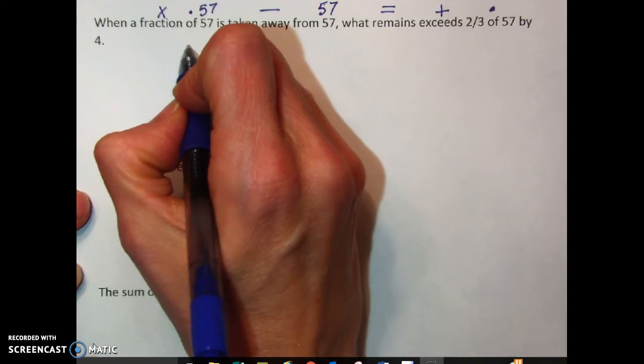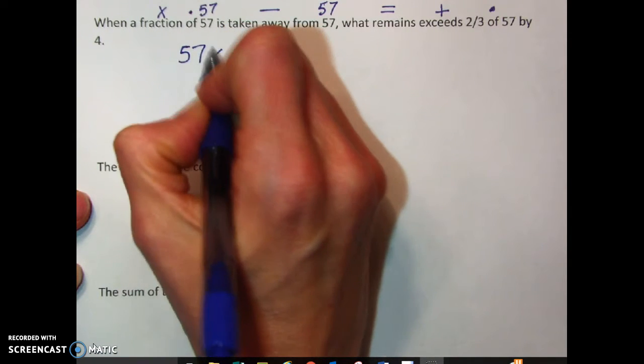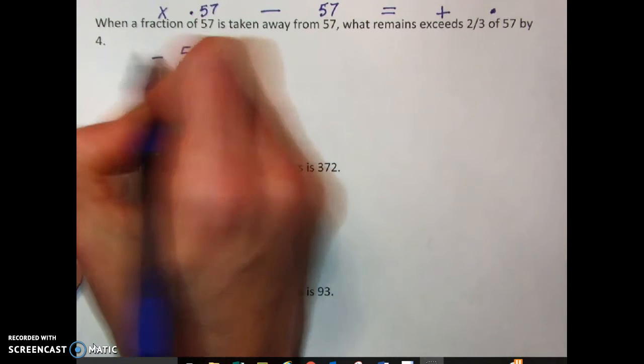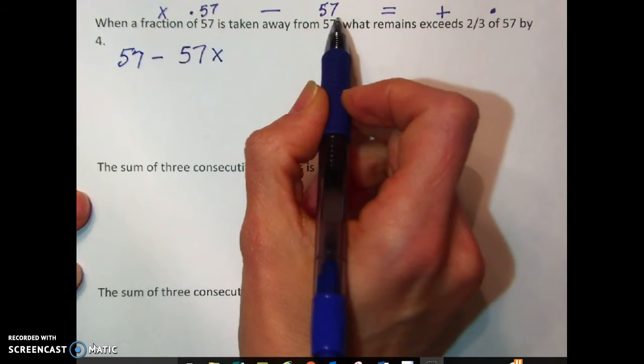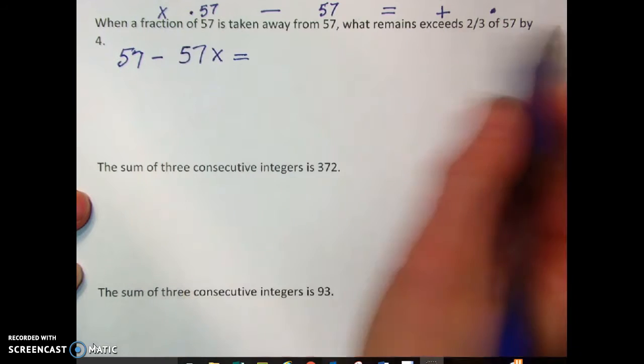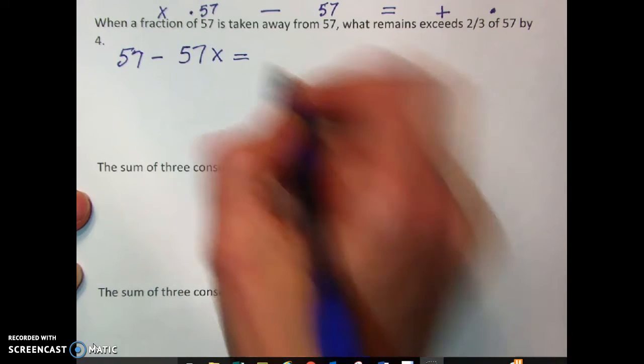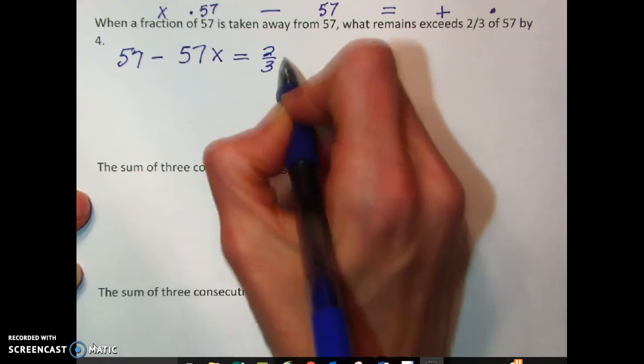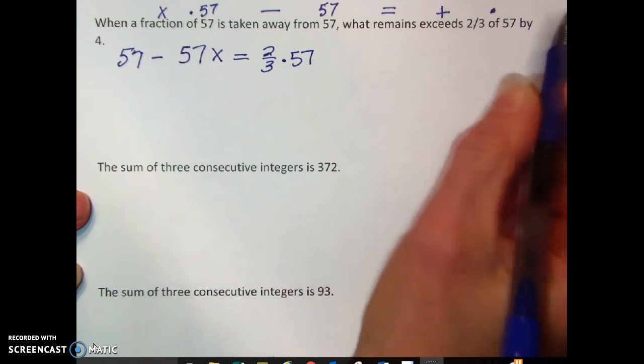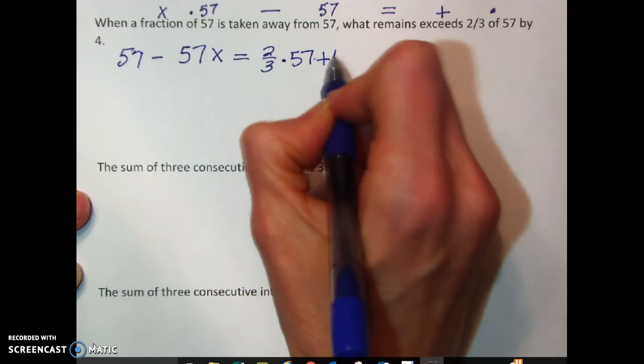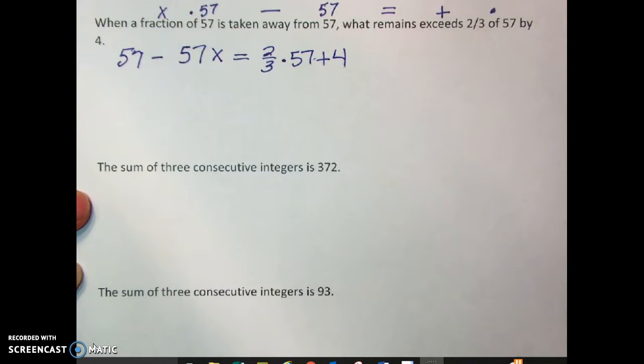So 57 times x, but we are subtracting it from 57, and we get 2/3 of 57 plus 4. All right, the next one.